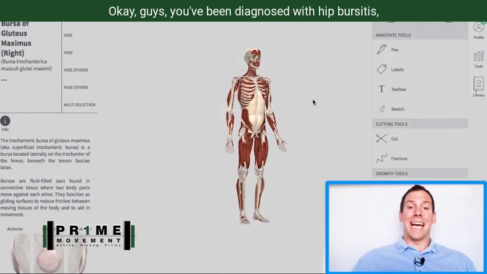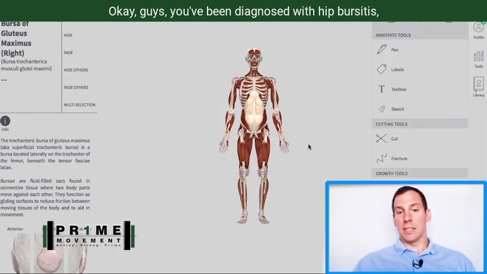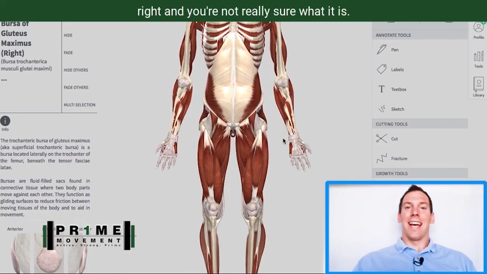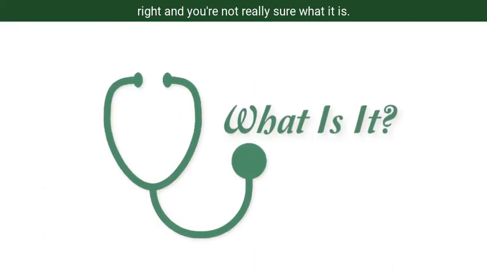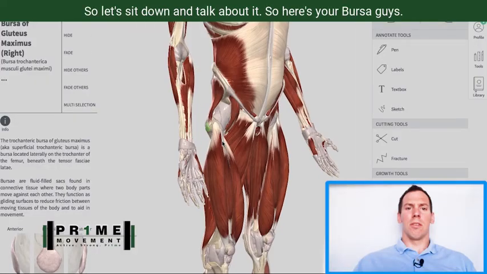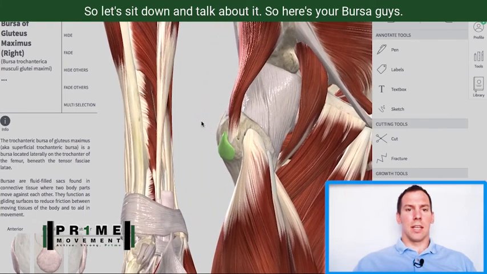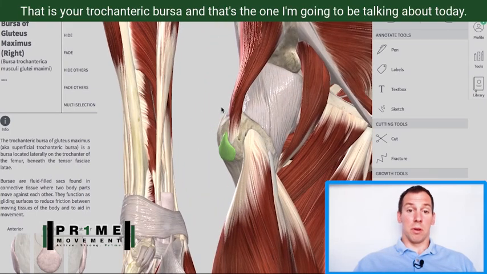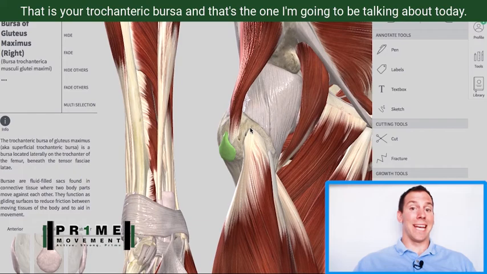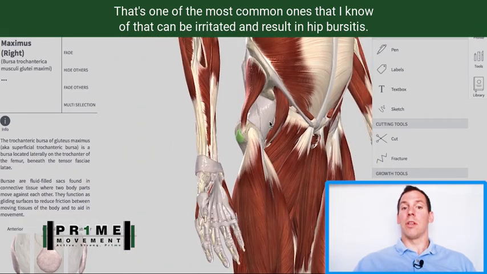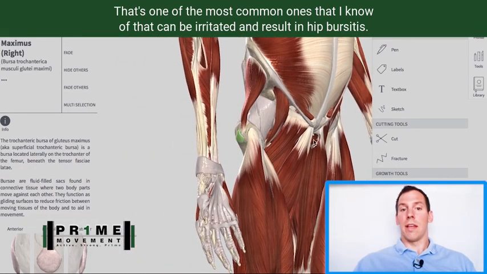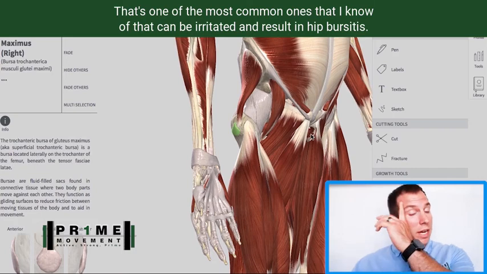Okay guys, you've been diagnosed with hip bursitis, rats, right? And you're not really sure what it is. So let's sit down and talk about it. So here's your bursa, guys. That is your trochanteric bursa. That's the one I'm going to be talking about today because that's one of the most common ones that I know of that can be irritated and result in hip bursitis.